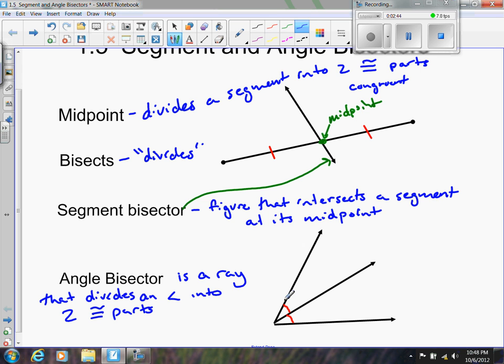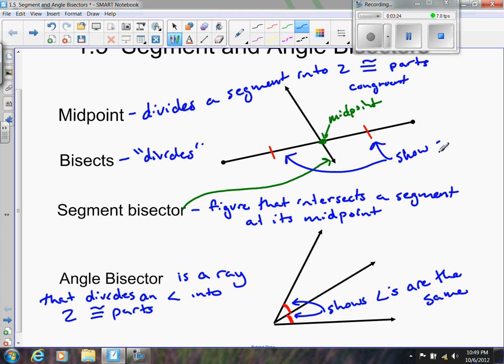So here we have these congruent arcs. Okay, so up here we had congruent tick marks. Here we have these congruent arcs, and we use those to show that the angles are the same. Those congruent tick marks show segments are the same.